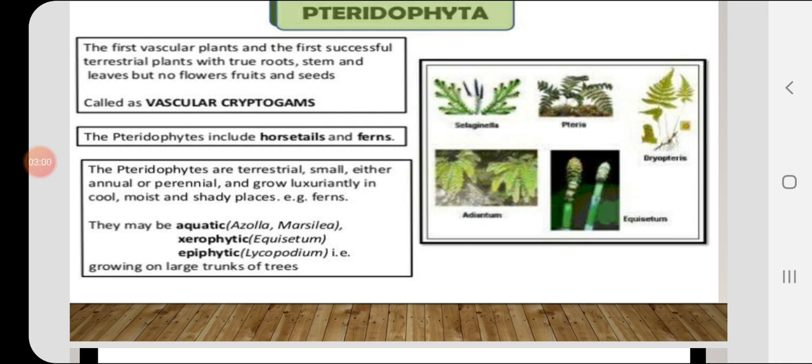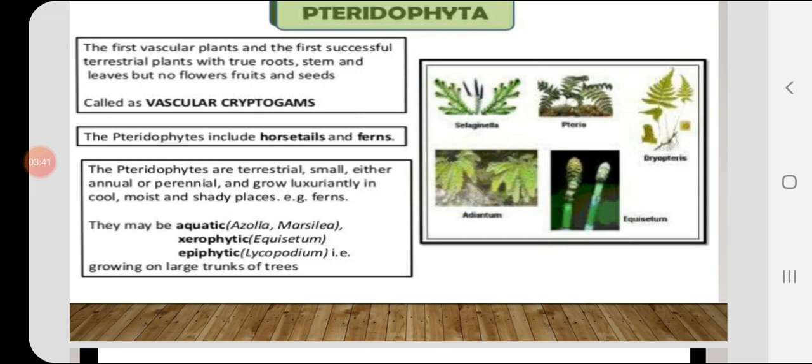The pteridophytes are terrestrial, that means plants that live on land. Small, either annual or perennial. Annual means the plants that grow only once in a year, and perennial means the plants that grow throughout the year. So some species of the pteridophytes are annual, while some species are perennial.